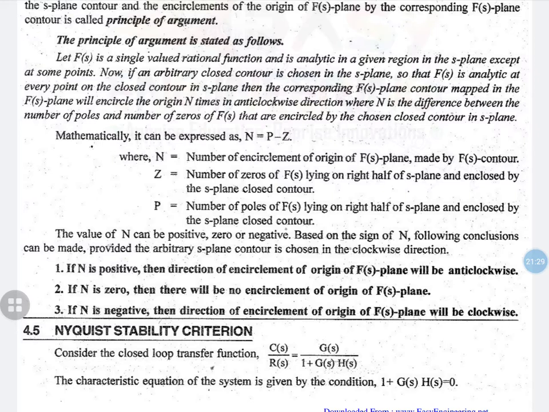Now if an arbitrary closed contour is chosen in the S-plane, so that f(s) is analytic at every point on the closed contour in the S-plane, then the corresponding f(s)-plane contour mapped in the f(s)-plane will encircle the origin N times in the anti-clockwise direction, where N is the difference between the number of poles and the number of zeros of f(s) that are encircled by the chosen closed contour in the S-plane.